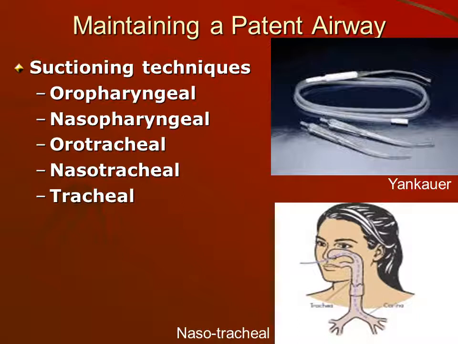Tracheal suctioning is when the patient does have an artificial airway, such as a tracheostomy, so the hole in their neck, and we would insert a suction catheter through the trach or the ET tube, endotracheal tube, to remove secretions from the patient's trachea or lungs.